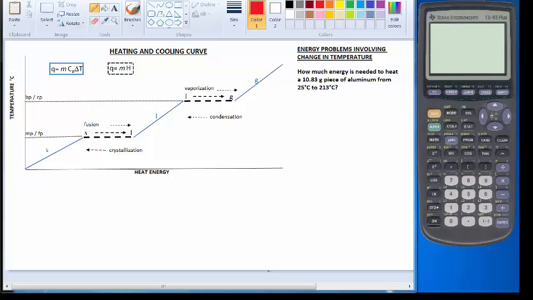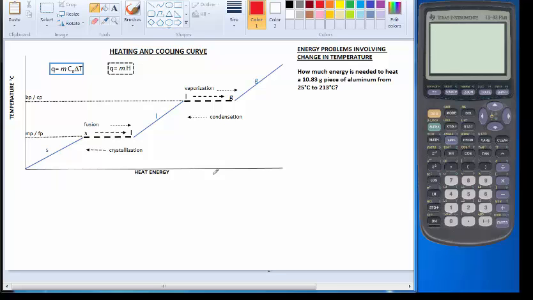Today we're going to be using the heating and cooling curve to find how much energy is needed to change the temperature of a particular substance. Specifically, the problem that we're going to be answering is how much energy is needed to heat a 10.83 gram piece of aluminum from 25 degrees Celsius to 213 degrees Celsius.